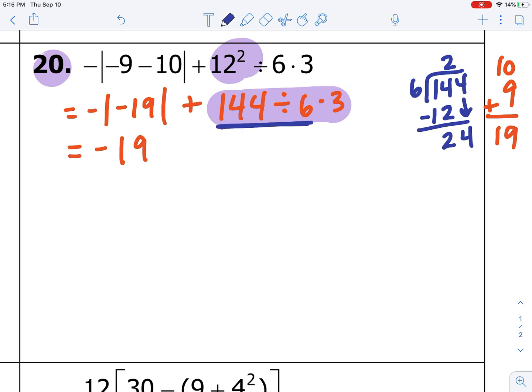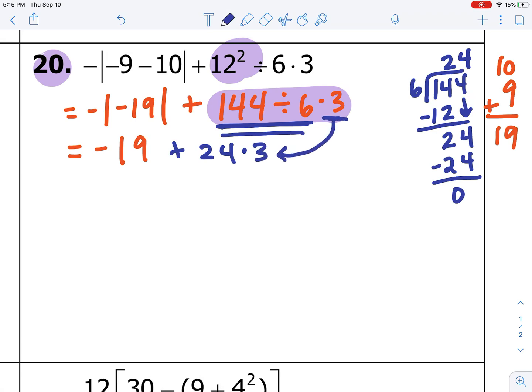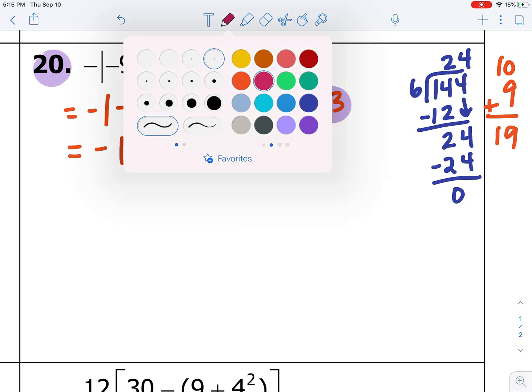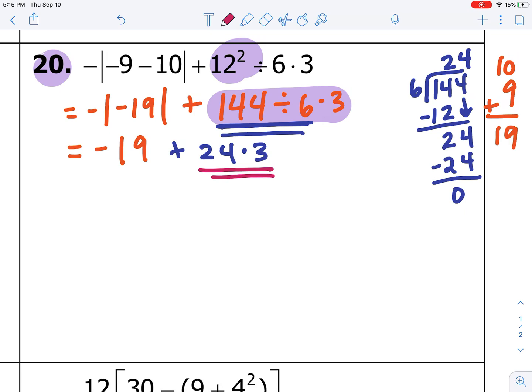6 will go into 24 how many times? 4 times. 4 times 6 is 24. And when I subtract, I do not have a remainder. So 144 divided by 6 is 24. Now, don't forget the times 3 right here. That needs to come down. So looking at this problem again, the next thing that we need to do is the 24 times 3.